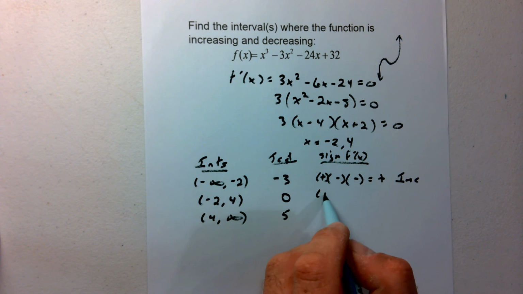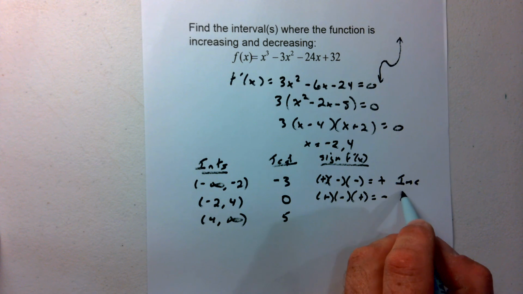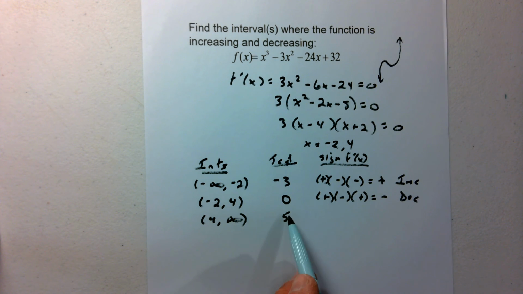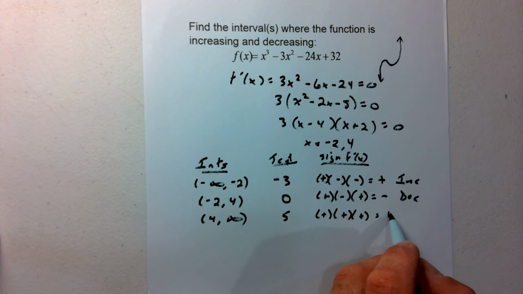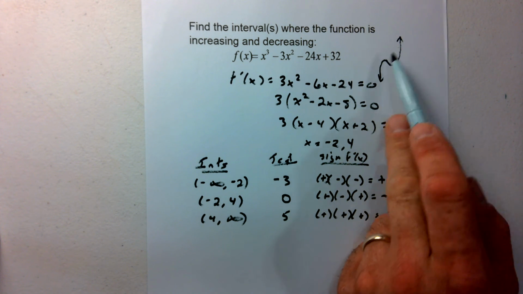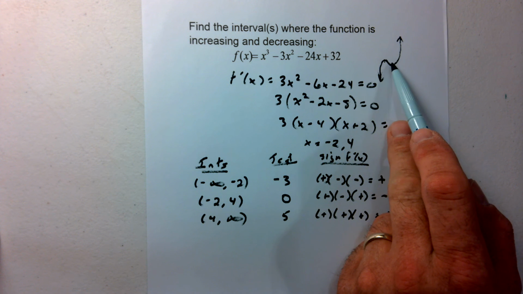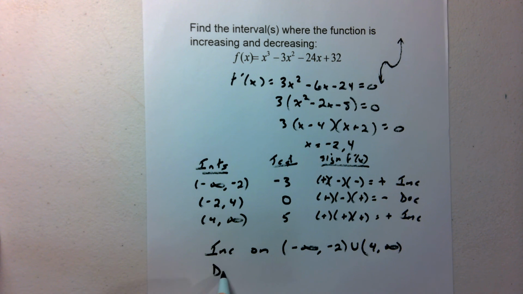If I plug in 0, again, that first term is always positive. I get negative and a positive, which gives me a positive or decreasing interval. If I plug in 5, I get a positive times a positive times a positive, which will be positive for another increasing interval, which, again, as I think about my cubic, that makes sense to me. I have one increasing, then a decreasing, and then an increasing interval. So I'm increasing on negative infinity to negative 2, union 4 to infinity. I'm going to decrease on the interval from negative 2 to 4.